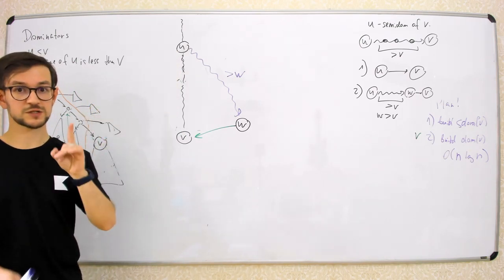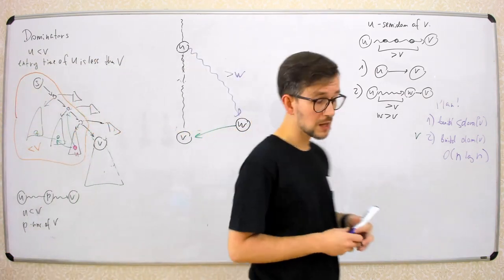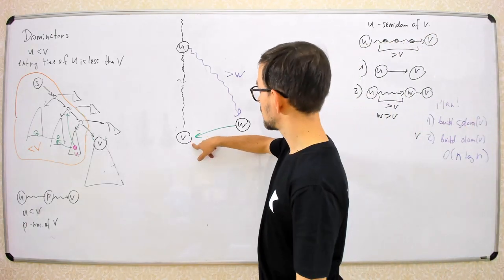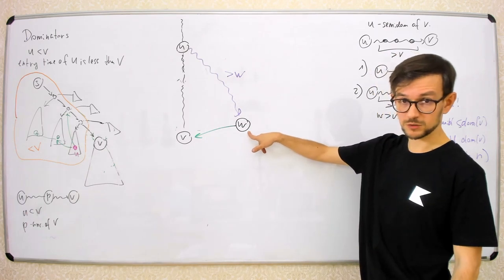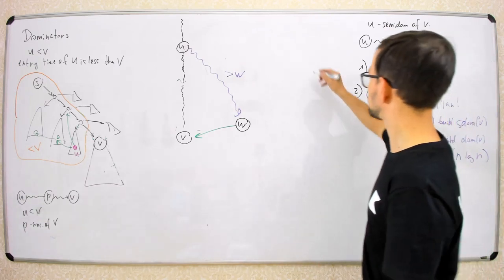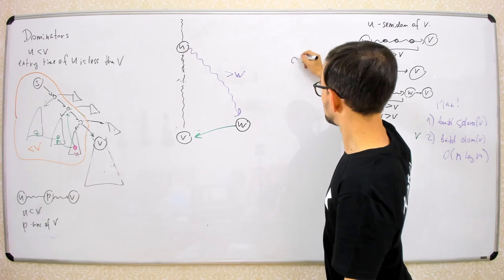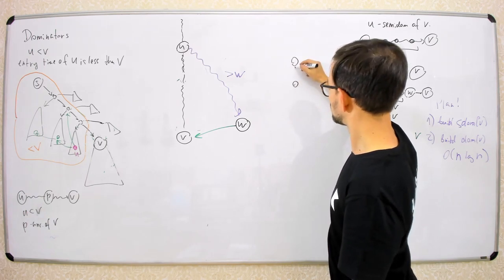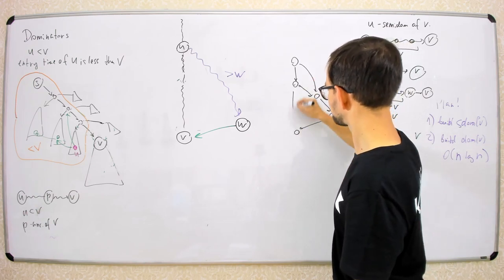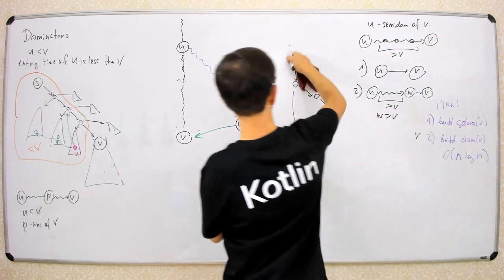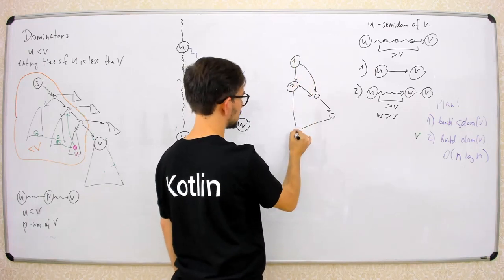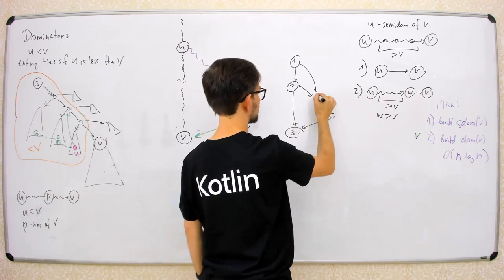But that's not all possible semi-dominators. There may be other semi-dominators. There may be semi-dominators of V which are not semi-dominators of W. For example, let's draw something like this. Let's have a path to here, and then to here, and then to here. Something like this. Let's have 1, 2, 3, 4, and 5.